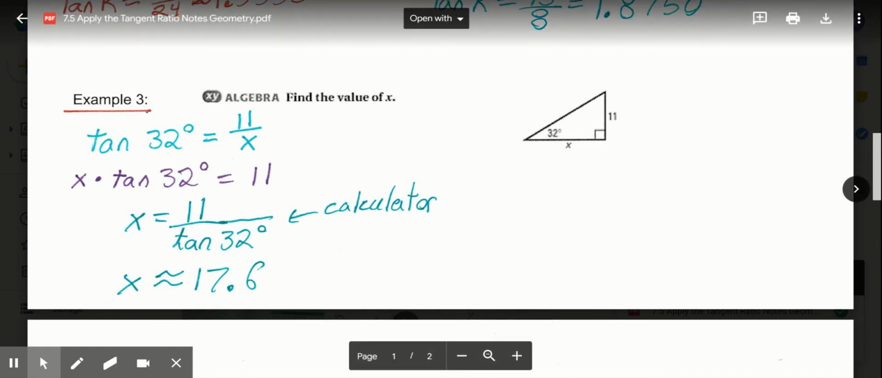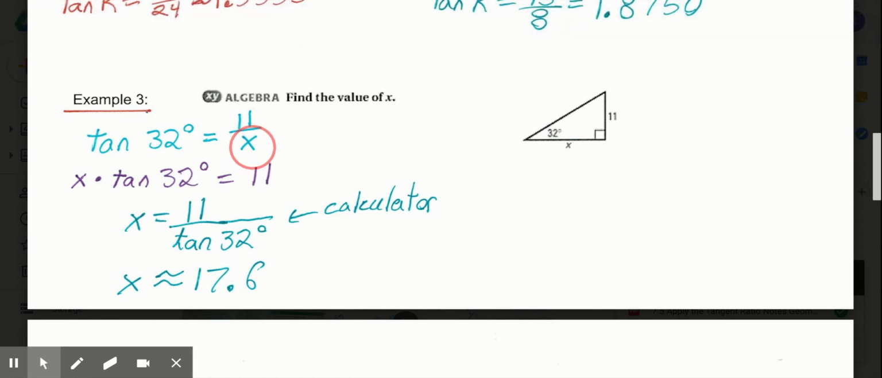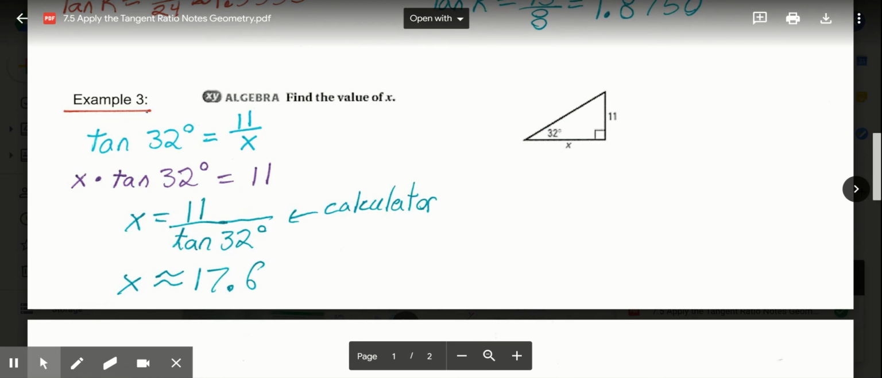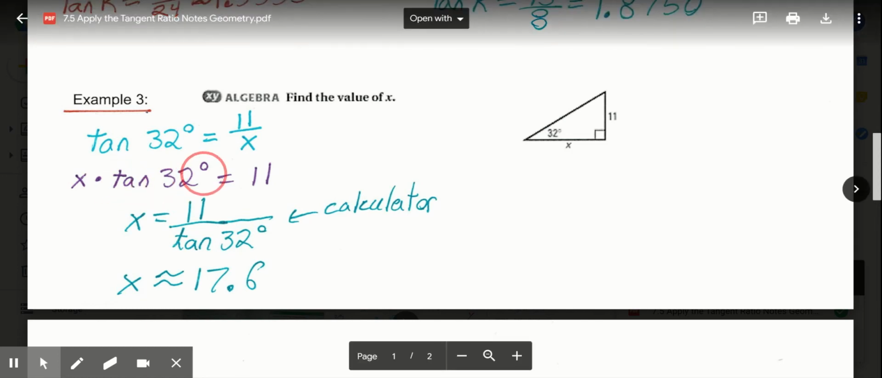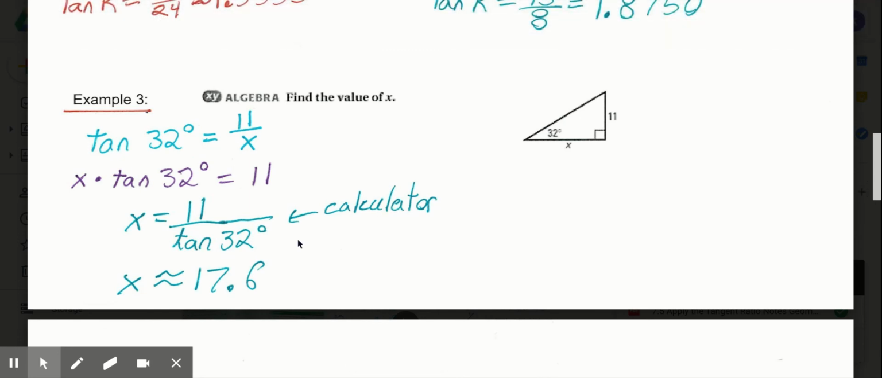So our first step would be to get rid of the x on bottom. So we multiply both sides by x, giving us x times the tangent of 32 equals 11. Then to solve for x, we need to divide by that tangent of 32. So x would equal 11 over the tangent of 32. Now, this is where if you have a scientific calculator, or if you don't have yours at home, Google scientific calculator and you get a free one. You can do 11 divided by the tangent of 32, which gives us x is approximately 17.6.